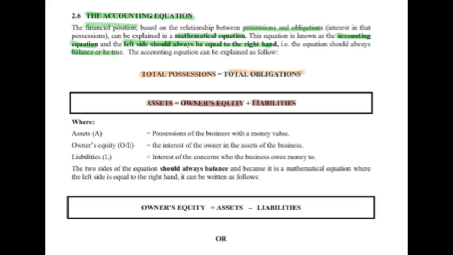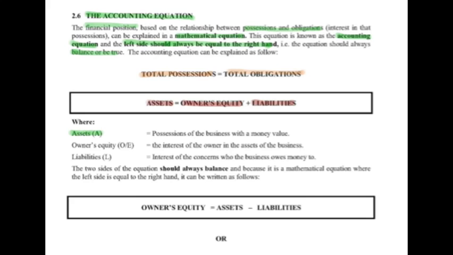And this is such an important equation to know off by heart, because this is what the whole accounting system was built upon years and years ago. So let's quickly look at the terms in this equation and just make sure that you understand them very well.